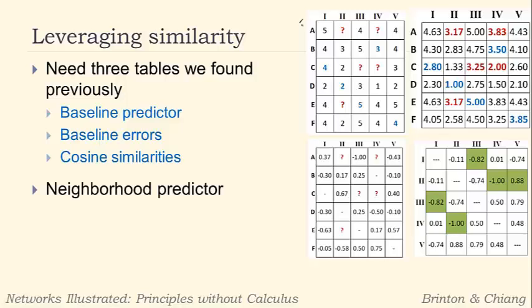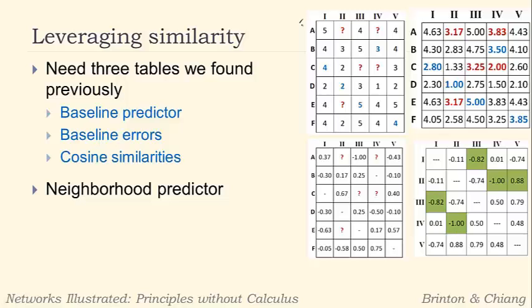And so we're going to build what's called the neighborhood predictor now. And it's very simple once we have these three tables to do the neighborhood prediction. We just have to look up a few values in the tables. So let's just look at an example first, and then we'll write out the general case of it and see how you go to apply it in a general sense.